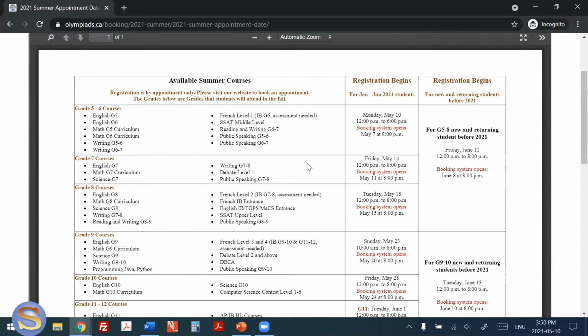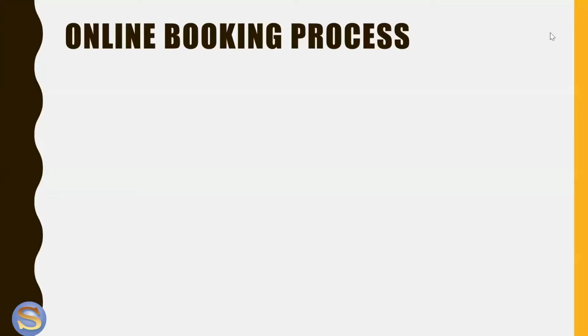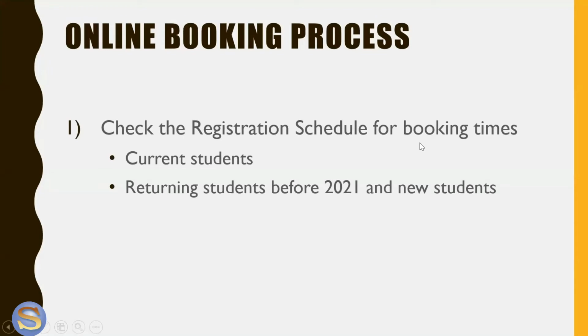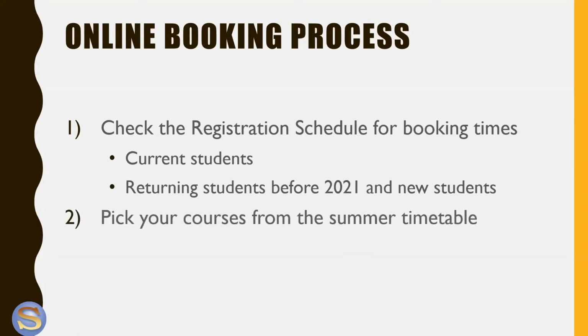After reading all these documents, let's show you how to book your appointment online. First, you will need to check the registration schedule for your booking times. For current students, you will be able to register earlier. For returning students before 2021 and new students, you will be able to register in June. The next step is to pick your courses from the summer timetable. And finally, it is to book your appointment on our online portal.